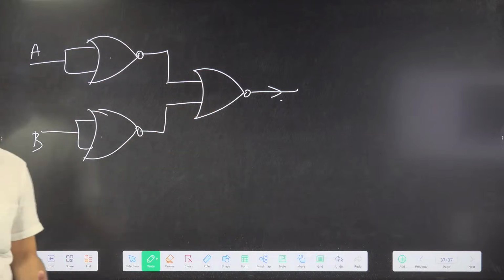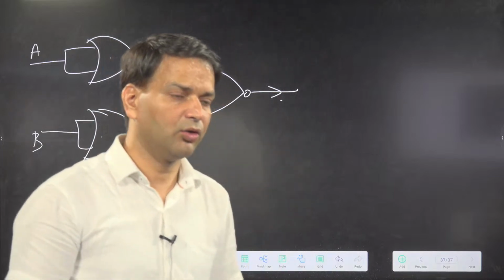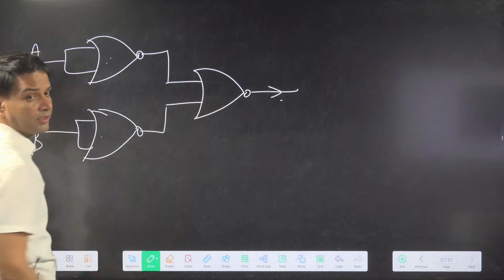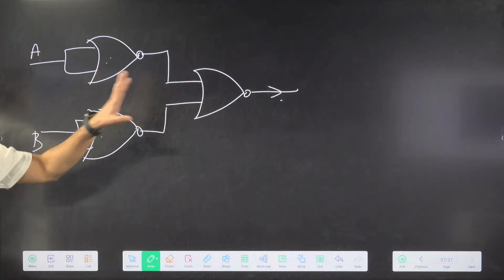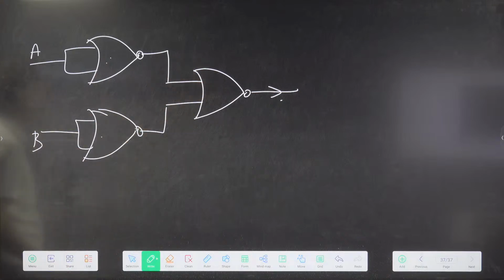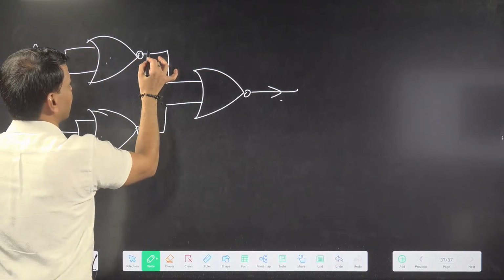Will it behave like an OR gate, an AND gate, or a NAND gate? Okay, so here it is a combination of 3 NOR gates, and I am asking for the output. One thing you have to directly remember: it will behave like an AND gate. Okay, so here A and A, both signals we are putting in.